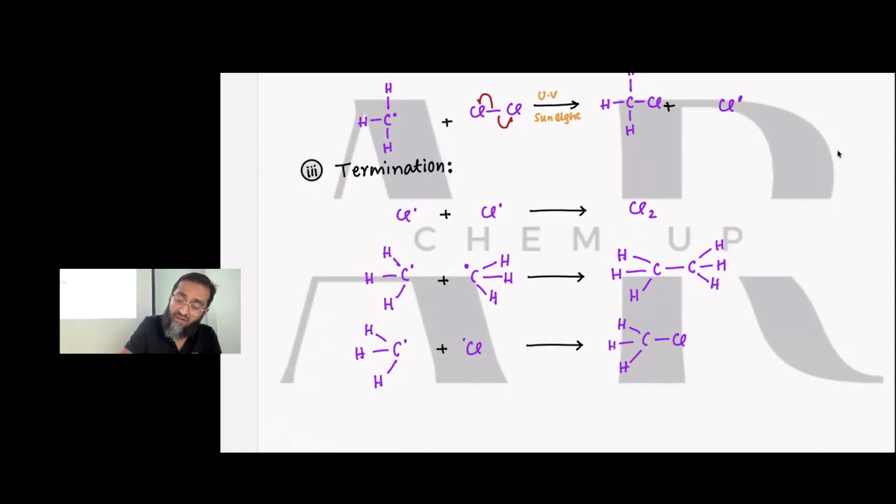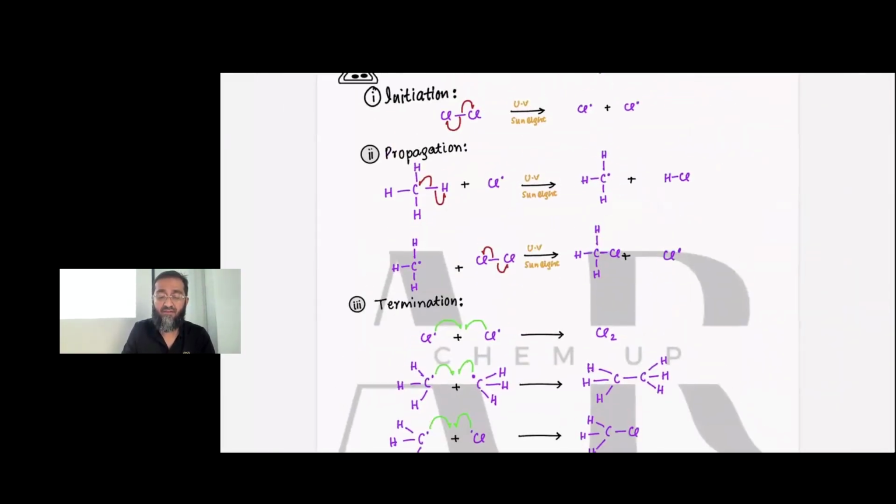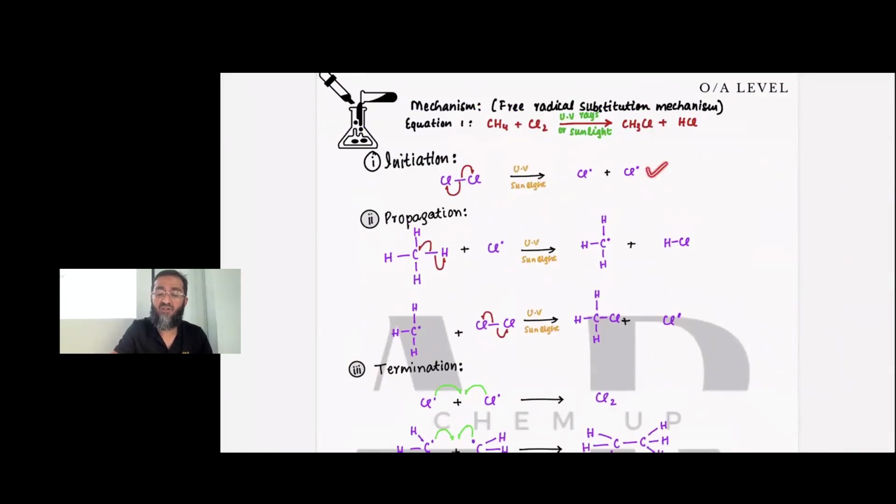Okay. And over here, you can also put a half arrow from these unpaired electrons, which shows that they both are sharing their unpaired electron with each other to form a bond. Is this clear?